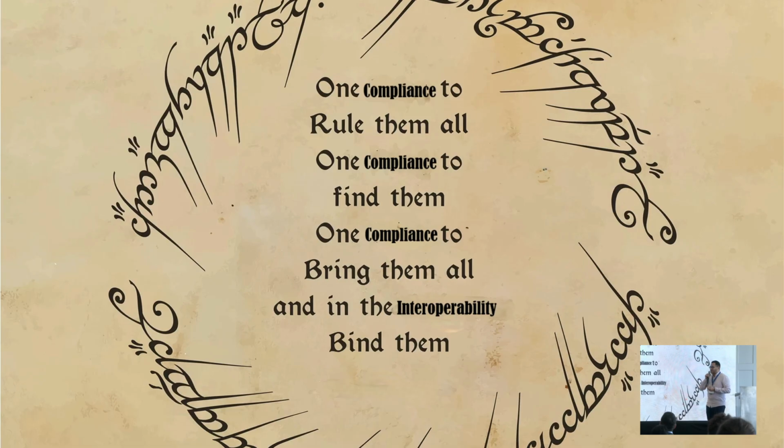And then what we have is that, again, we're going to have one compliance to rule them all, one compliance to find them, and one compliance to bring them all, and the interoperability to bind them. We're going to use many words here: interoperability, technical compatibility, and so on. So I guess that's one thing that sums up Danube, kind of.